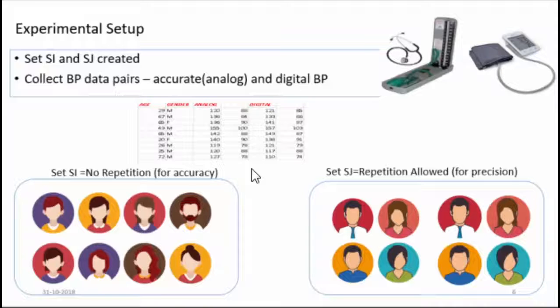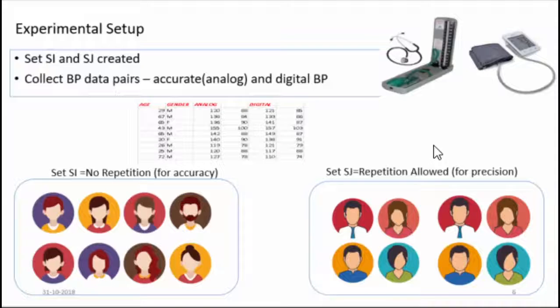What we can do is develop a model as y equals f of x. In this case, x will be the digital sensor value and y, which we want to get, is the accurate value. So once we get this, we get a model. Then the next step is validation.